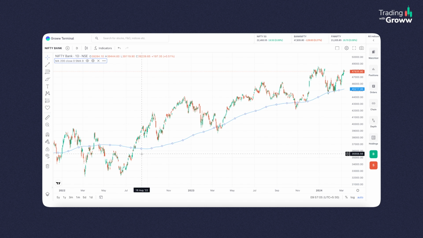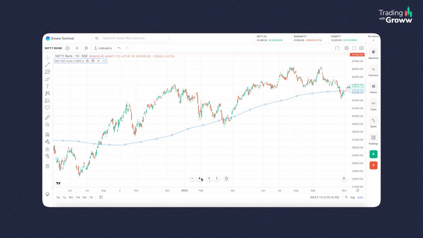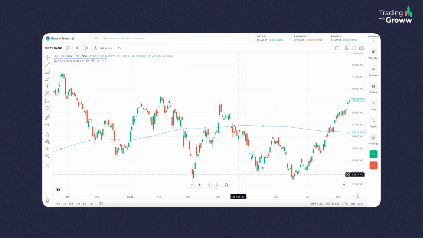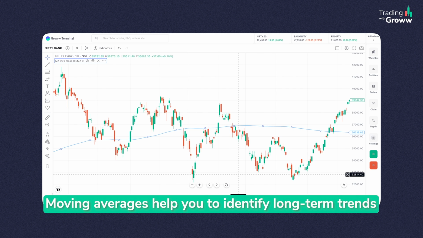But when the market trades sideways, it goes in a zigzag mode in this zone. If you see, there are many days where it went above the moving average, went below, again went above the 200-day moving average, and went below it. So when markets are sideways like this, if you apply a moving average, it might not give you a clear picture. What moving average really helps you with is identifying the long-term trend.